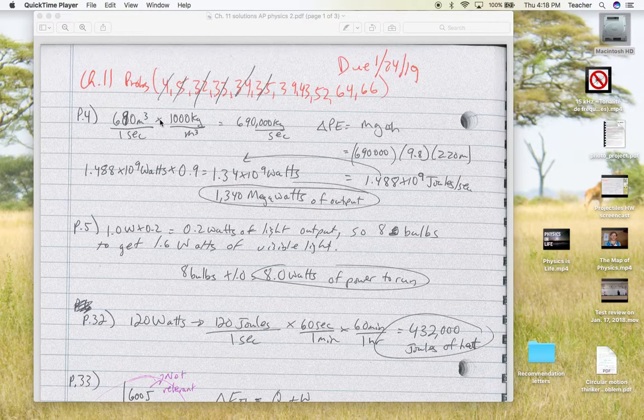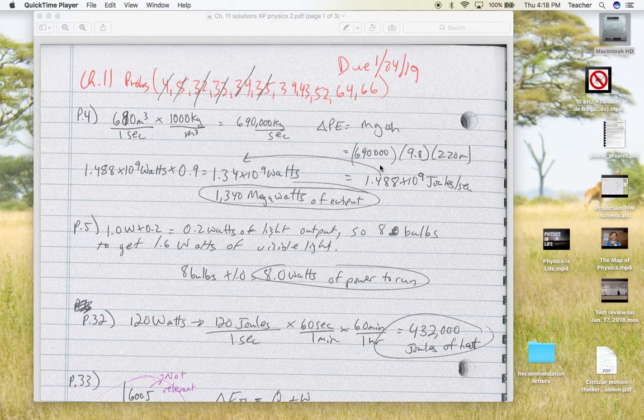At any rate, for problem 4, the key here was understanding that what you were doing was converting gravitational potential energy into electrical energy. So what I have to do is figure out the rate at which this energy is changing. It said that 690 cubic meters of water per second were passing through the dam. Have to know the density of water to figure out how much mass that is. So that's 690,000 kilograms per second. Multiply that by g times delta h, which is how much it's falling. And that tells me how many joules of potential energy is the input.